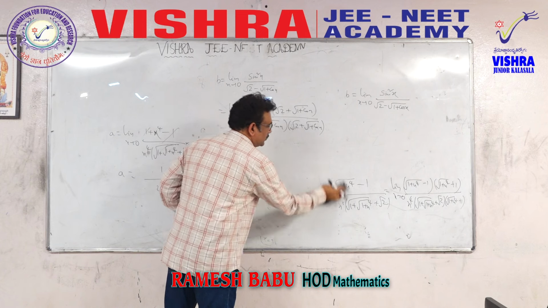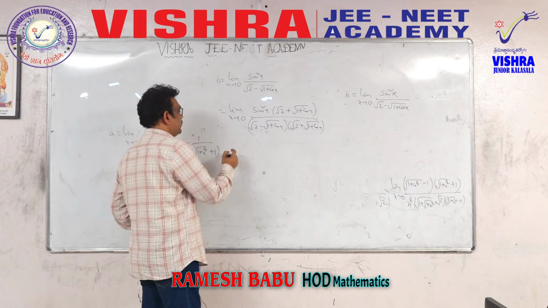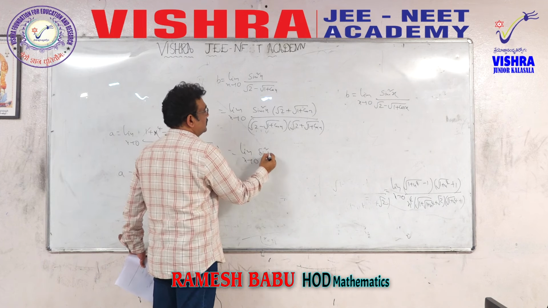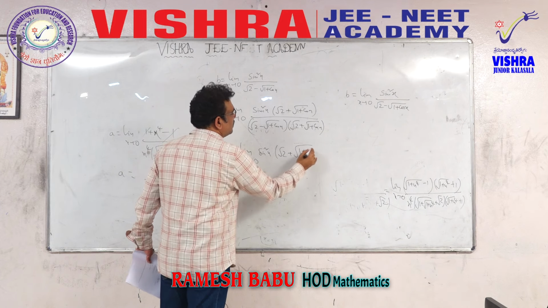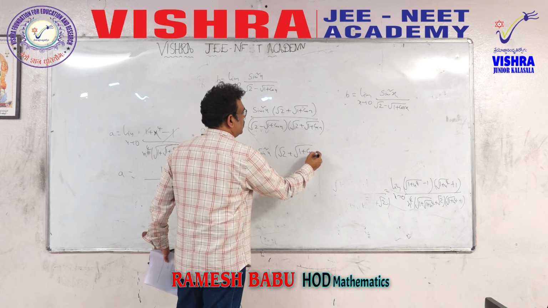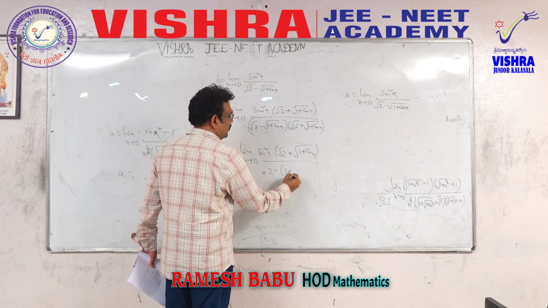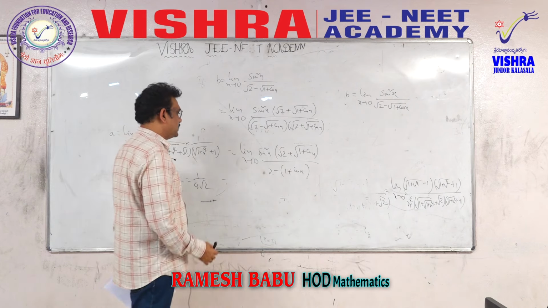So that is equal to limit x tends to 0 of sin square x into root 2 plus root of 1 plus cos x by 2 minus 1 plus cos x.